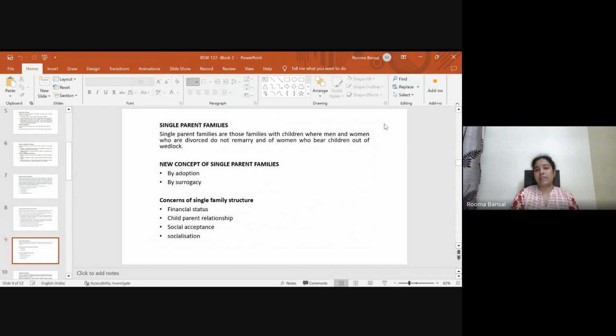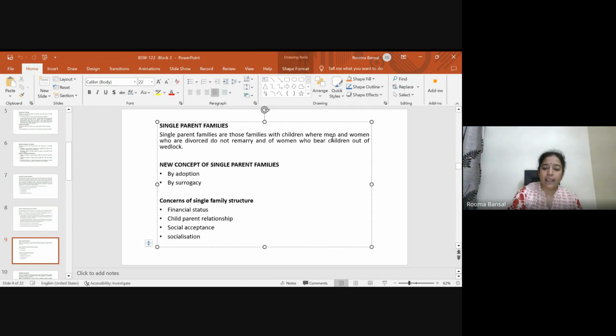Single parent families are those families with children where men and women who are divorced do not remarry, and of women who bear children out of wedlock. Means two types of single parent family are there. Number one, where husband and wife or man and woman are divorced and they are not ready to remarry. Here they have custody of the child also. So they are playing the role of single parent.